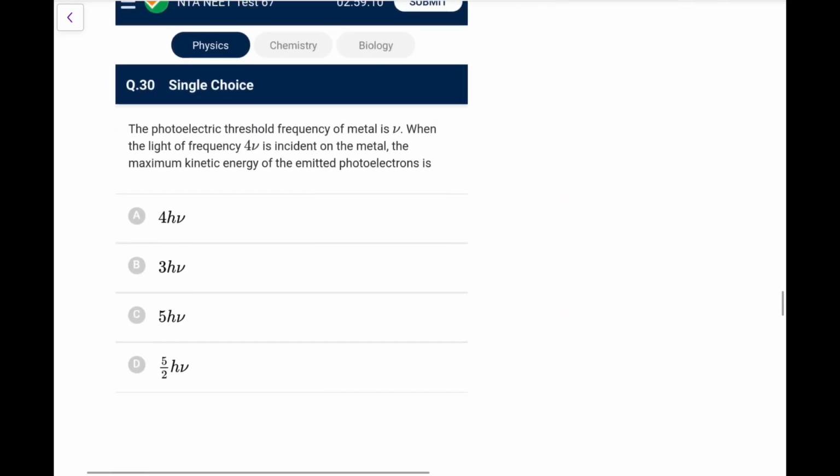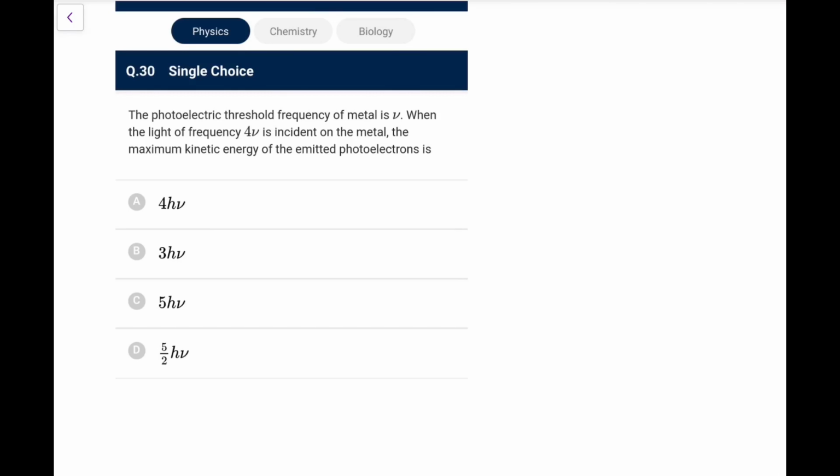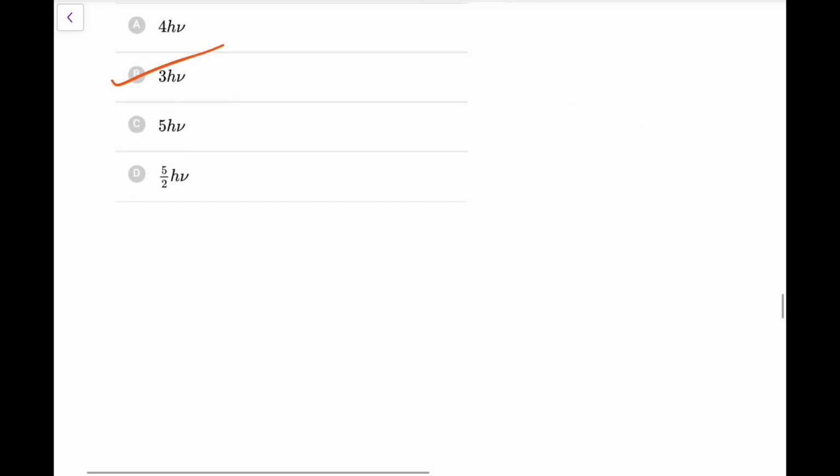Next, the photoelectric threshold frequency of a metal is nu. When light of frequency 4 nu is incident, the maximum kinetic energy is. What you have to solve here? You directly say K max is E minus phi. E is h times 4 nu and the threshold energy is h nu. That comes out as 3h nu. I have just solved it for you, otherwise I would directly take it as 3h nu.